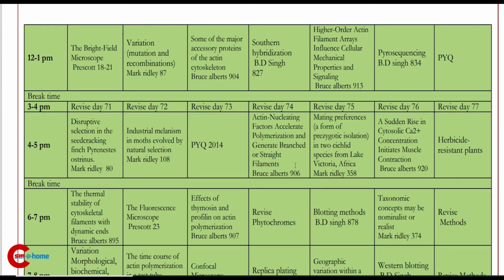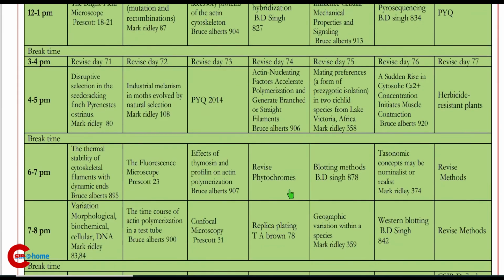actin nucleating factors. Okay, those factors accelerate polymerization and generate branched or straight filaments. Study from Bruce Alberts. Then 6 to 7 p.m., revise phytochromes. Okay, you can check previous videos. Okay. Then 7 to 8 p.m., replica plating, T.A. Brown. Then 9 to 11, prepare short notes.